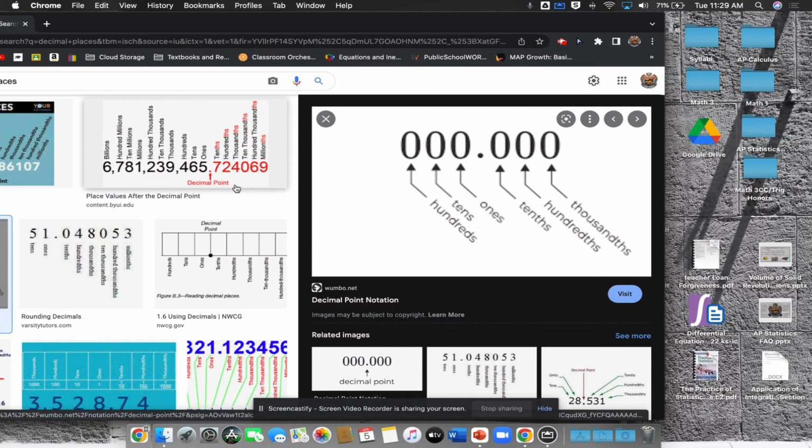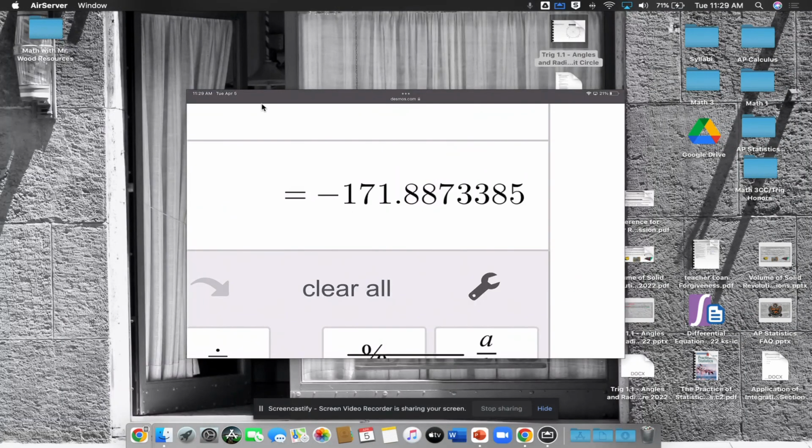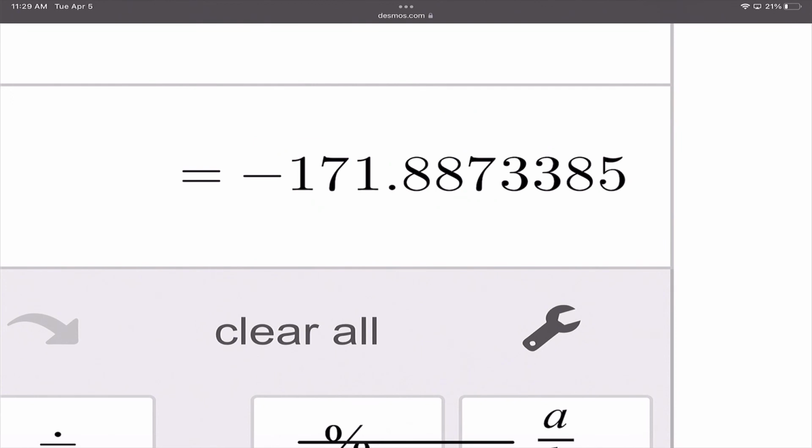Yeah, there's a ones. There's no oneths. It starts with tenths, hundredths, thousandths when you're going to the right. When you're going to the left, it starts with ones. So just be careful about that. Okay?